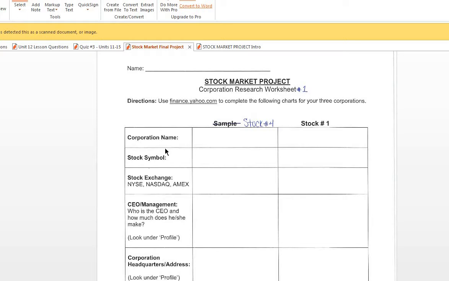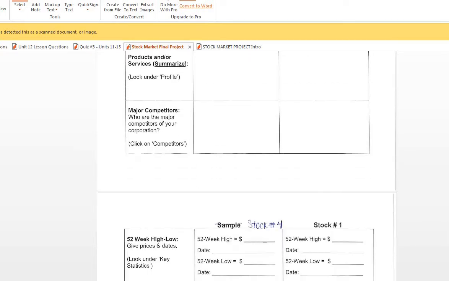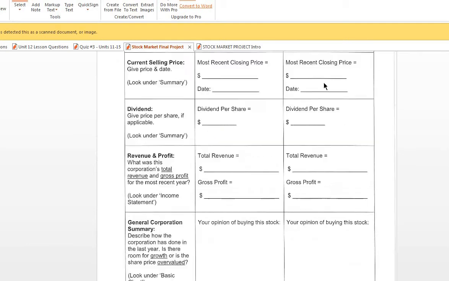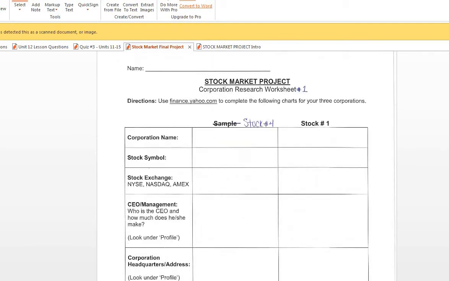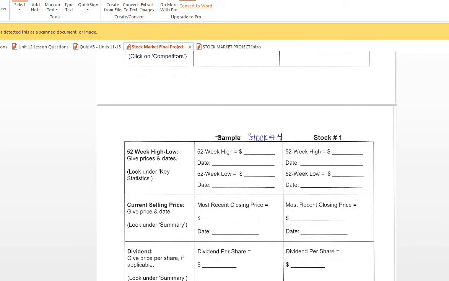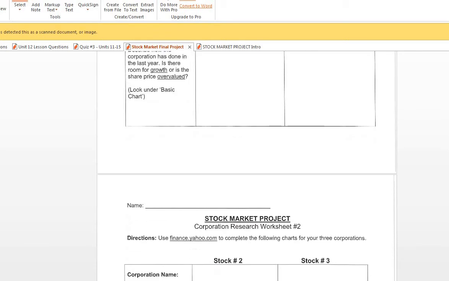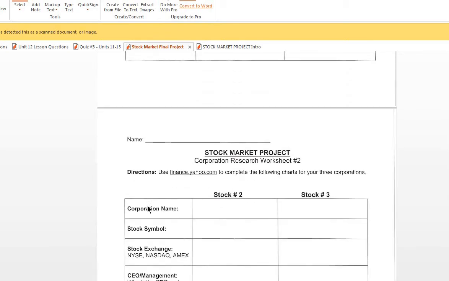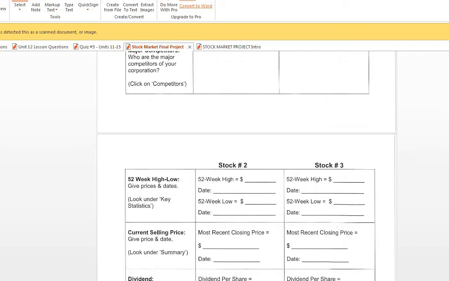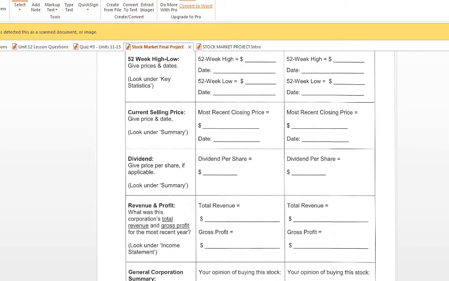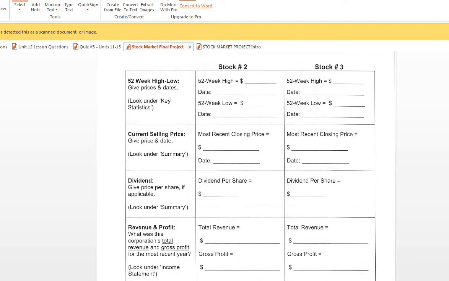But you can kind of see here at the top, this says corporation name. Look for that on the next set. This says 52-week high, which is 52-week high for stock 4 and 1. So just look at the labels on the top. This is the next set. The next set has 2 and 3 with corporation name, and it's continued on to the 4th page. So I'm going to go through each of these and where you can find them online.